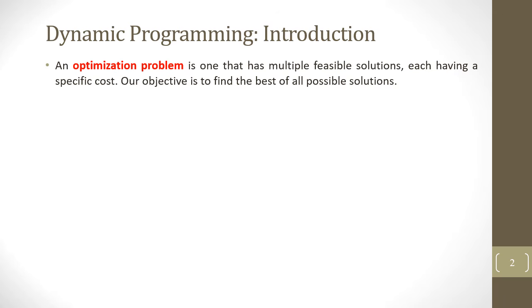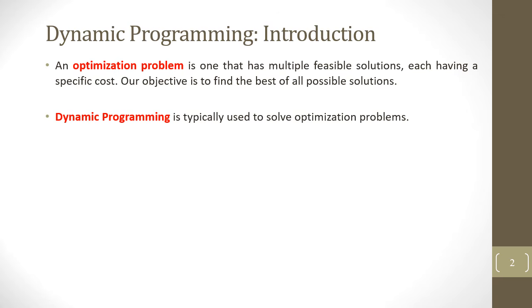An optimization problem is one that has multiple feasible solutions, each having a specific cost. Our objective is to find the best of all possible solutions. Dynamic programming is typically used to solve optimization problems.